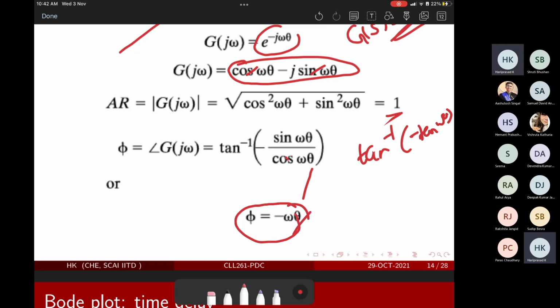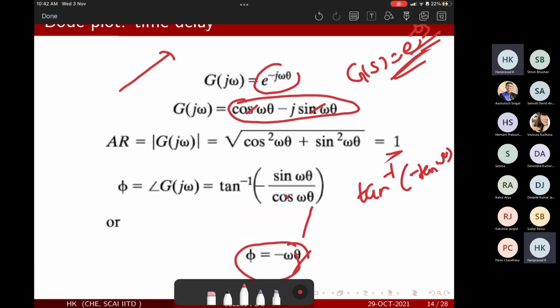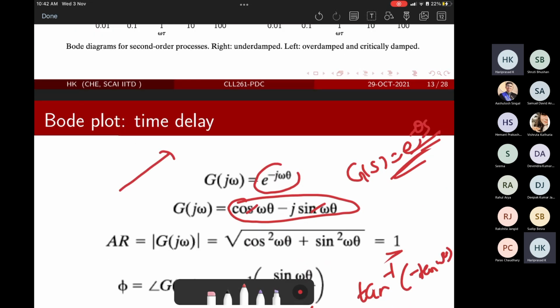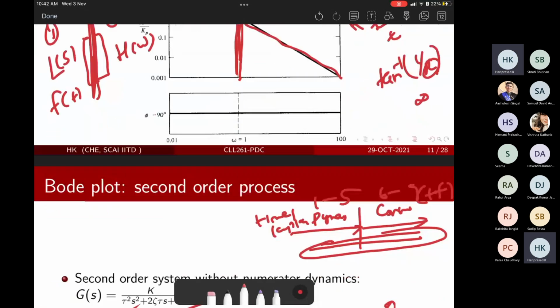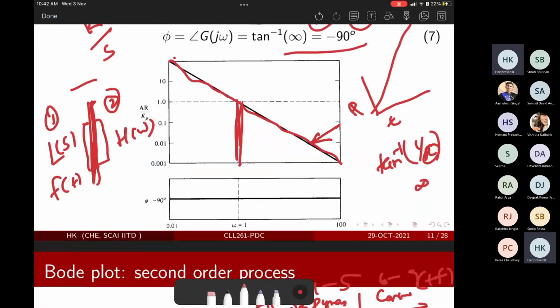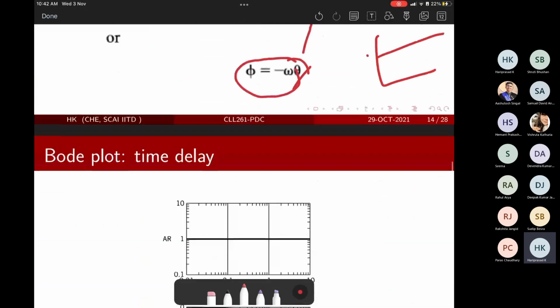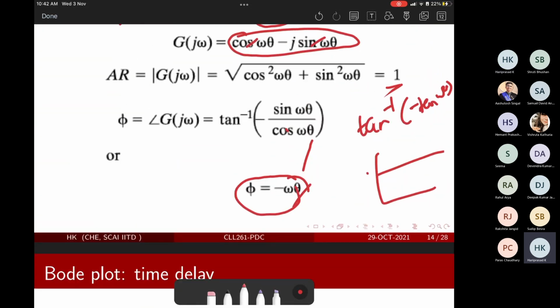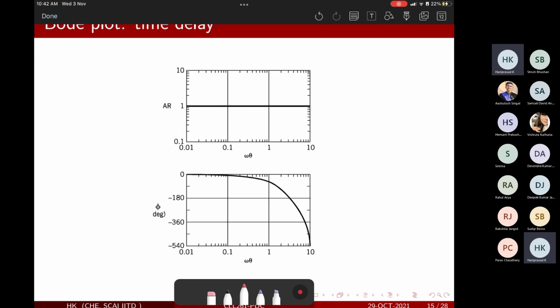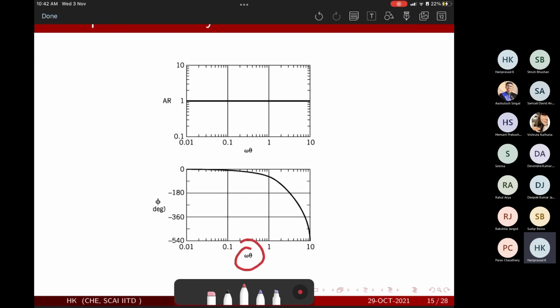Now somebody can tell me how the amplitude ratio looks. The amplitude ratio would be a fair straight line. It is exactly opposite to whatever we have seen in the integrating system. Here the amplitude ratio is constant, while the phase angle is varying with respect to omega theta.